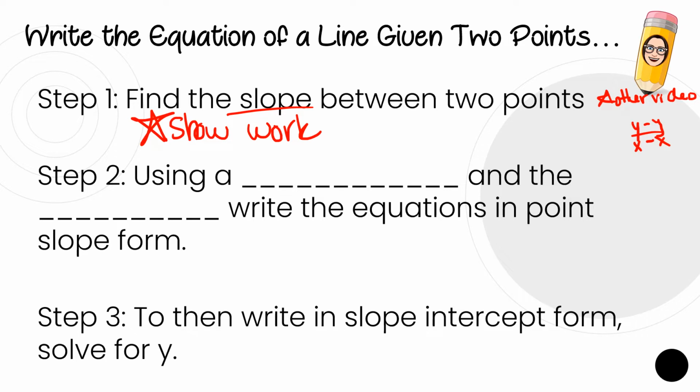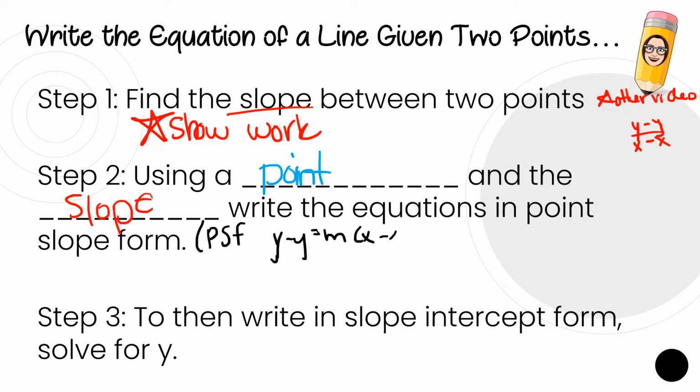Step 2. Using a point, you get to pick which one, and the slope, which we just found, we're going to write our equation in point-slope form. Don't forget PSF. PSF is y minus y equals m times x minus x. Again, if you're still struggling with point-slope form, see my other videos.